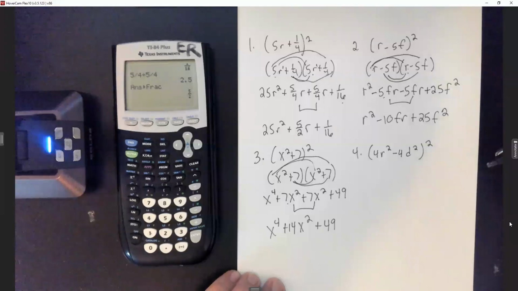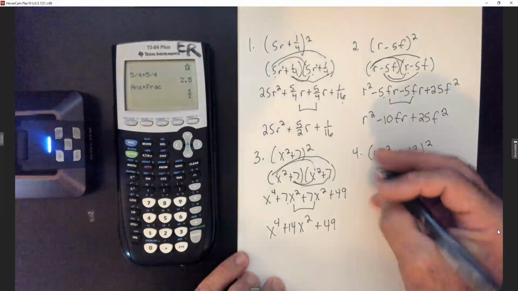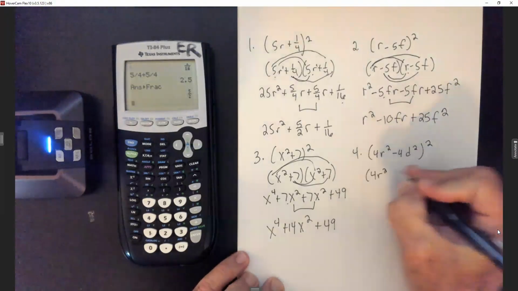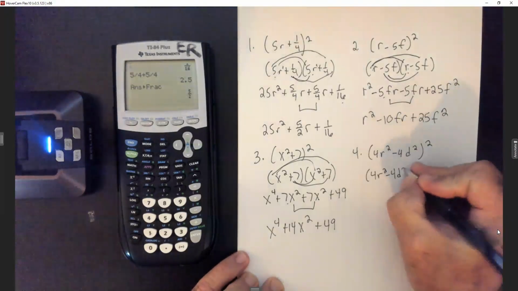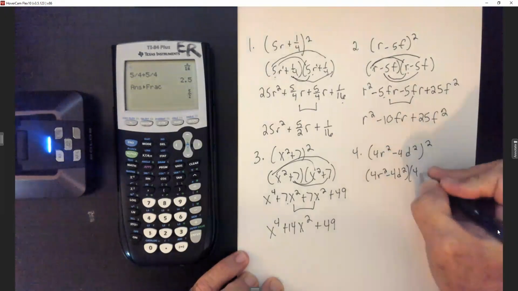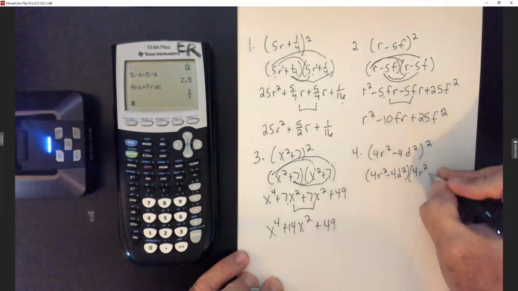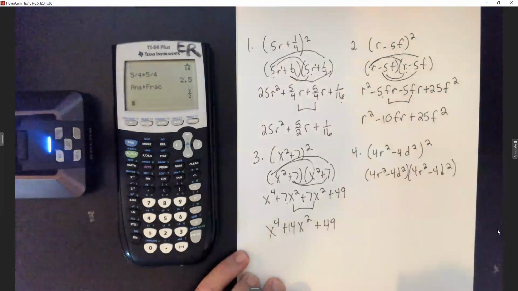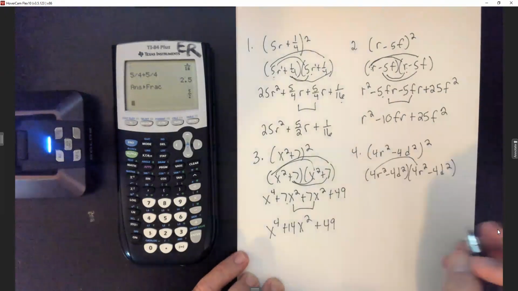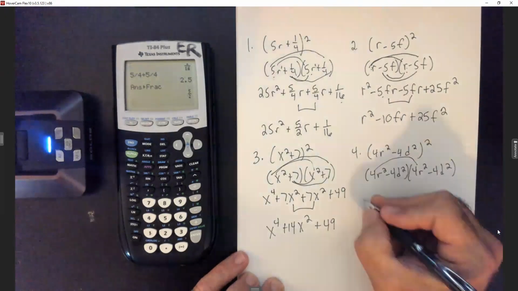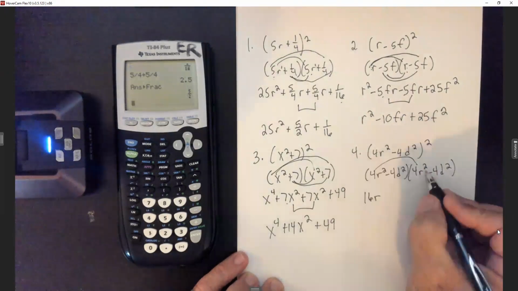All right, so here we are, which means we're going to write this twice. 4r squared minus 4d squared times 4r squared minus 4d squared. All right, here we go. 4r squared times 4r squared. 4 times 4 is 16r. 2 plus 2 is 4.